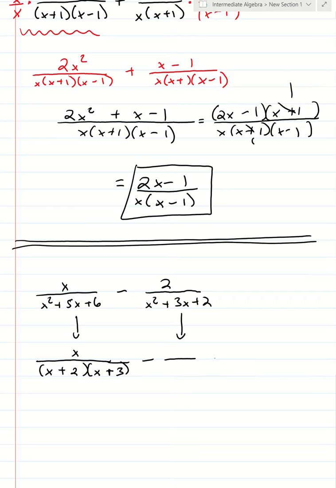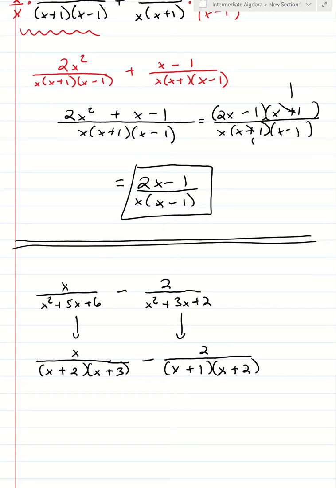Then we're going to subtract. I'm going to now factor down the second denominator, set up my parentheses. Factors of x squared, once again, x and x. This time I also have the same sign, both positive. Factors of 2 that add up to 3, of course, would be 1 and 2.